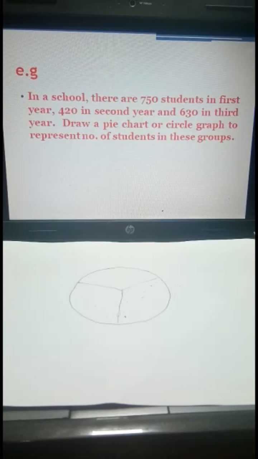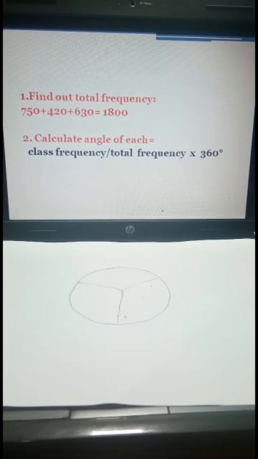In a school, there are 750 students in first year, 420 in second year, and 630 in third year. Then you have to draw the pie chart to represent the number of students in these groups. So what should we do? First of all, we should find out the total frequency. For that, how many students were in the first year? 750, plus in second year 420, in third year 630. So we get the total frequency, that is 1800.